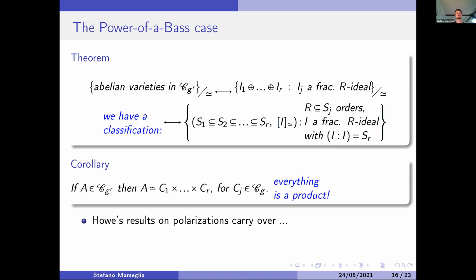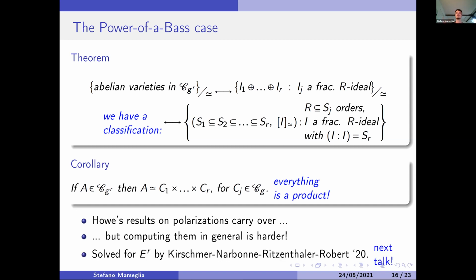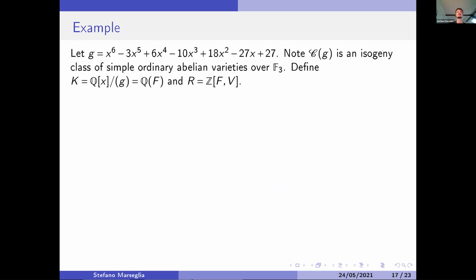The results that I mentioned before by Everett Howe on polarizations carry over also in this case. But the algorithm that I described before in the square free case, in general, as explained, doesn't work. Indeed, we are going to have to look at quotients where there are actions of groups, but they are groups of matrices, so they are not commutative, and it's harder to simplify. Nevertheless, the case of powers of an ordinary elliptic curve has been solved by Kirschmer, Narbonne, Ritzenthaler, and Robert last year. And I guess this is going to be part of the talk discussed in the next talk. So stay tuned.